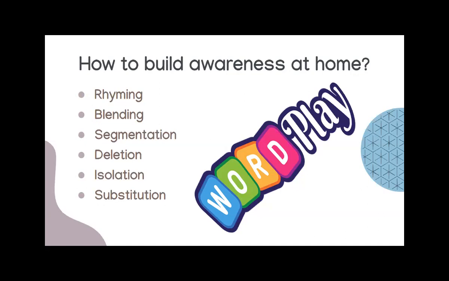Then you can do things like blending. You can take 2 words or 2 pictures. You can have a picture of rain and a picture of a bow, and you can ask them to blend those words together. Rainbow, right? You can do just the opposite, and you can segment words. So you can have a picture of a doormat, and you can ask, what 2 words do you hear? Door, mat. You can use deletion.